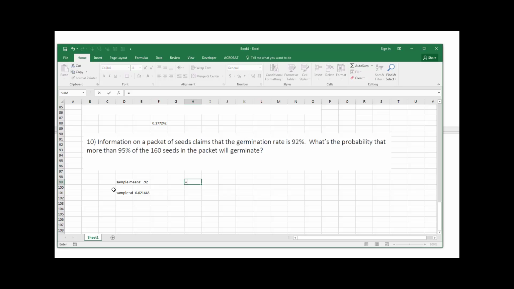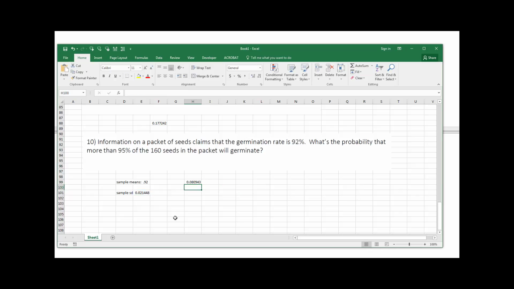Norm CDF measures things in terms of less than. I'm being asked more than, so I do that 1 minus trick. So 1 minus the norm distribution of my observation, 0.95. I expect 0.92. Standard deviation is that decimal we typed, and then true.